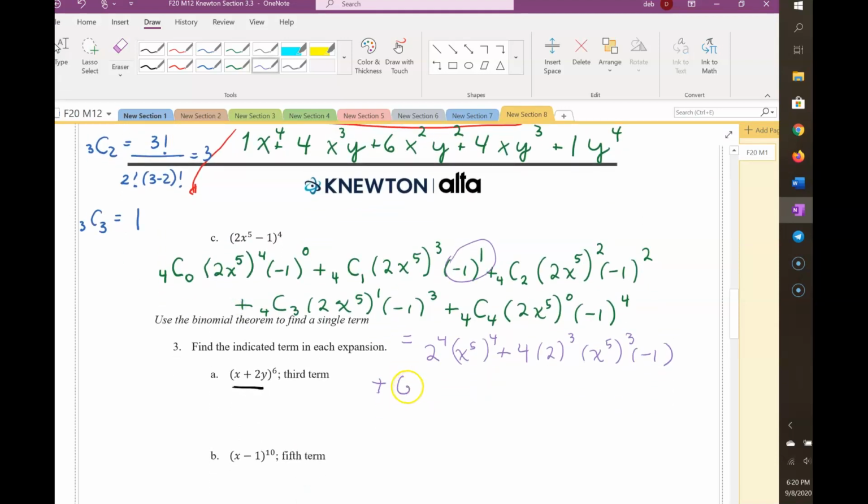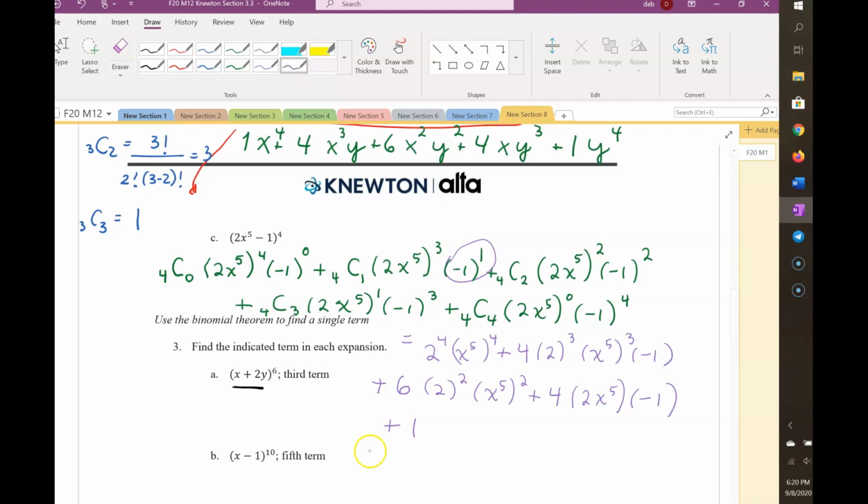Okay, then the next 4 choose 2 is 6, and I'll have 2 squared times x to the 5th squared, and then negative 1 squared is just a 1. Plus 4 choose 3 is 4, and then I have 2x to the 5th, then I'll have a negative 1, plus 4 choose 4 is 1, 2x to the 5th is 1, and negative 1 to the 4th is 1. So that's just going to be plus a 1 at the end.